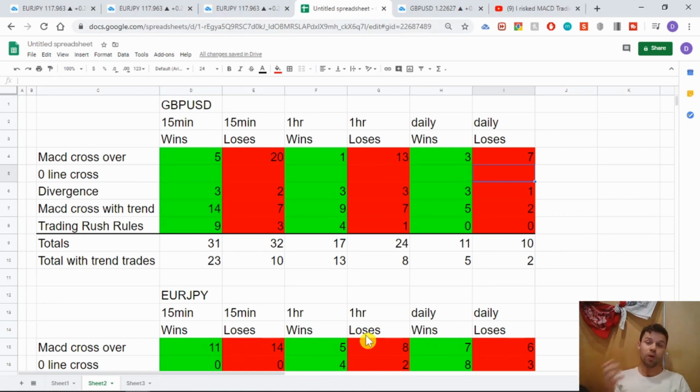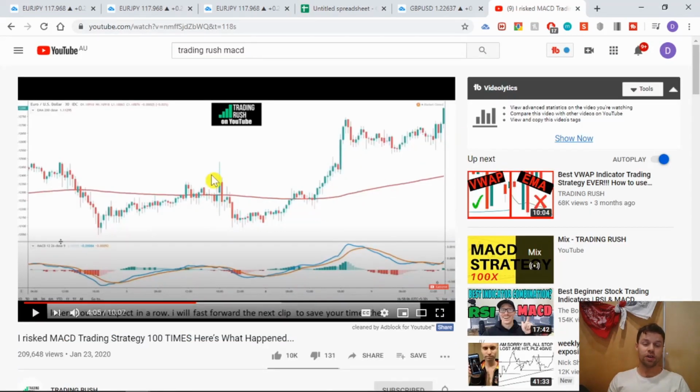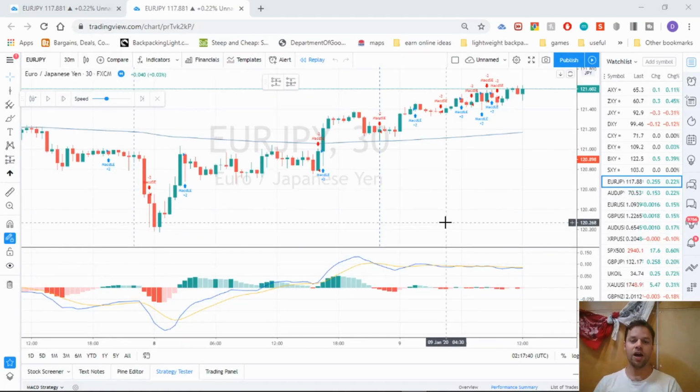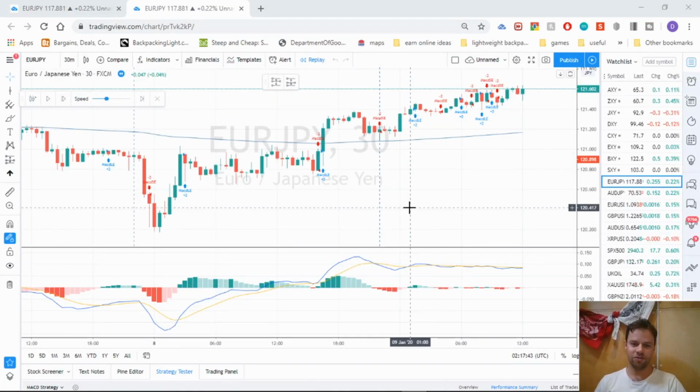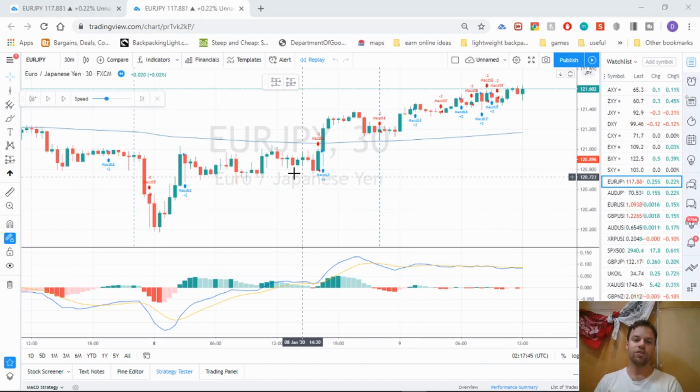Now I want to go on and see if I can replicate what Trading Rush has done. So I'm going to try and replicate his strategy on this time frame. Okay, I am going to try and replicate Trading Rush's results. I'm also going to use the Euro Yen on the 30-minute chart, and I'm going to be using the same rules.